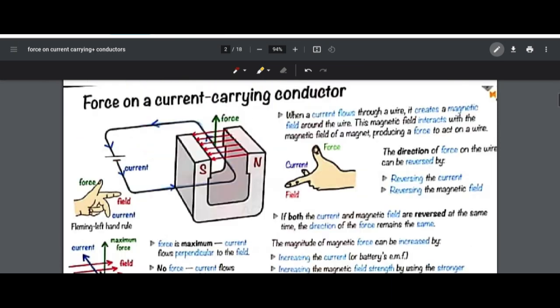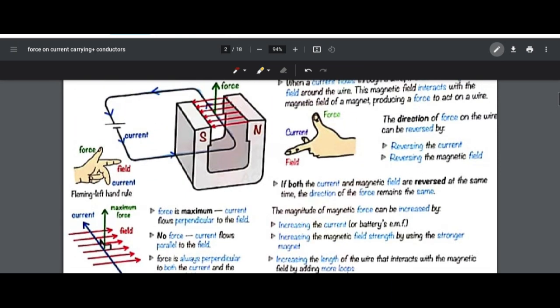And the next point that is highlighted here: if both current and the magnetic field are reversed at the same time, the direction of force remains the same. This is a common point. Look, if both the current and the magnetic field are reversed, this is the same picture. That picture is in front of you, and that is showing back. Look here, the current and the field direction are changed at the same time.